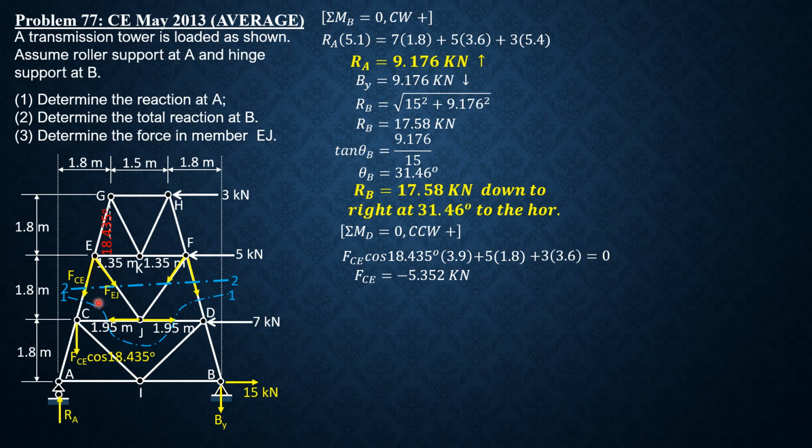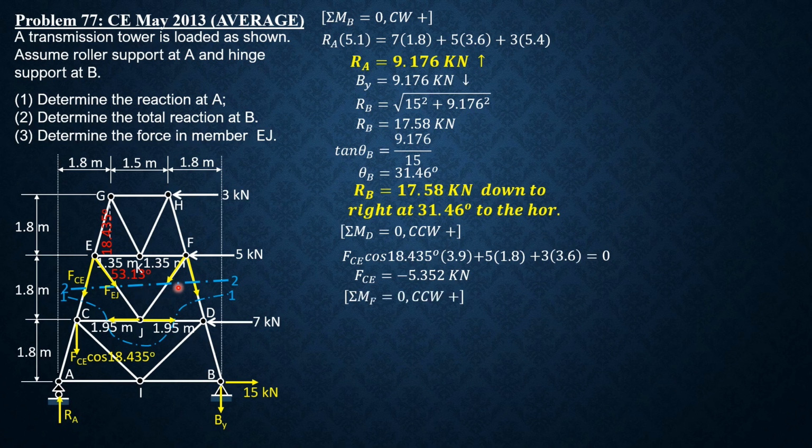So again, FCE is just at E. There are two components, vertical, downward, and horizontal, which is leftward. The horizontal component of FCE passes to F, so we don't mind it. FEJ has also two components, horizontal, which passes to F, so don't mind, and the vertical. Only the vertical component of FEJ has moment about F. Now, what is the angle that FEJ or EJ makes with horizontal? It is arctan of 1.8 over 1.35. So inverse tangent of 1.8 over 1.35 is 53.13 degrees.